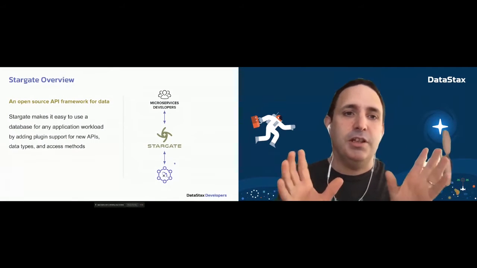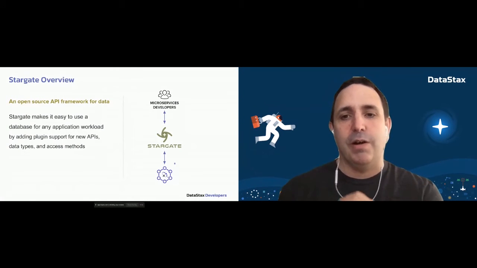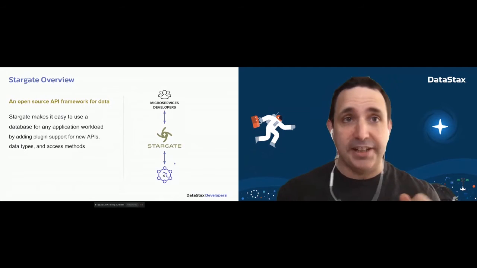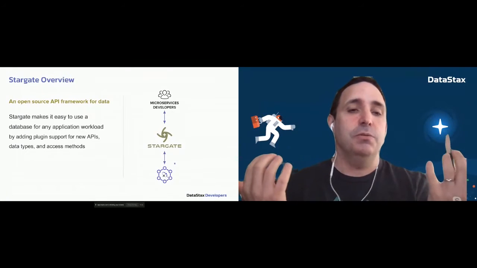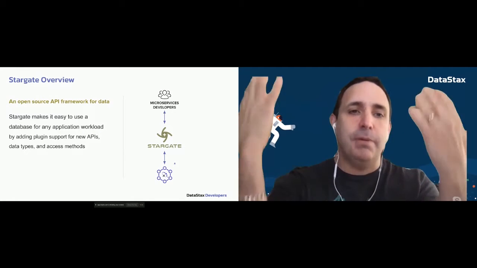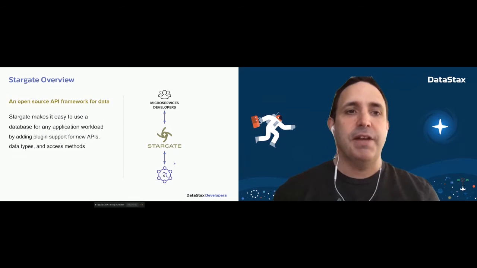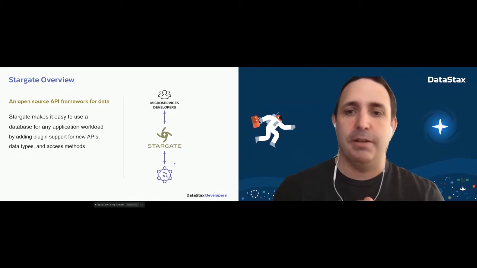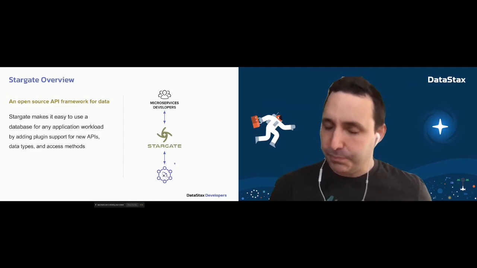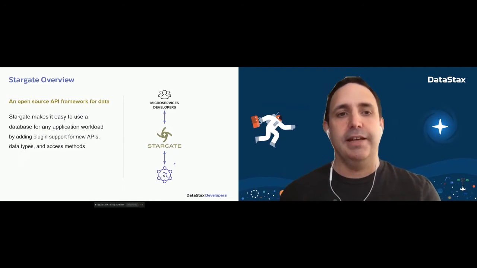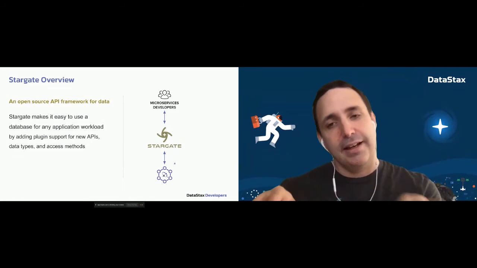Here I'm talking to you about the data gateway, a component you will install in your architecture on top of the database, and it will open and expose APIs for you. On top of Stargate, you can bring back your API management system if you wish. But as Stargate is open source, you can probably imagine a gateway with both features, the data part and all the API management features. Today, let's focus on the data gateway, Stargate.